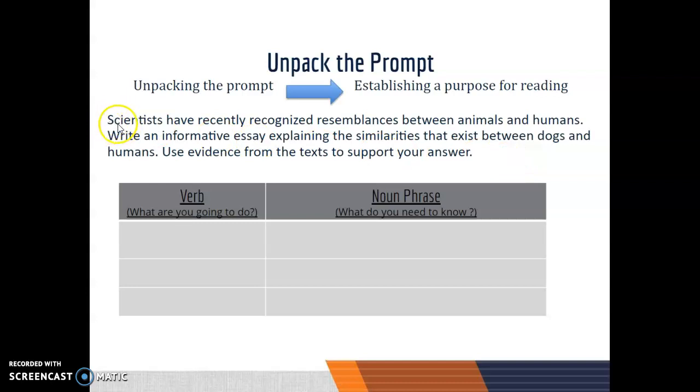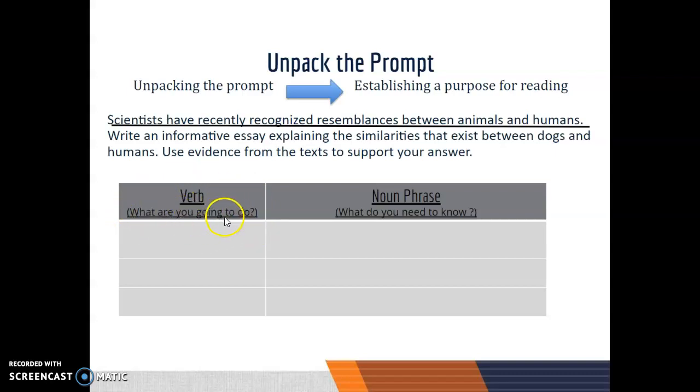This prompt reads, scientists have recently recognized resemblances between animals and humans. Write an informative essay explaining the similarities that exist between dogs and humans. Use evidence from the text to support your answer. Now notice that this first sentence here is not really asking us to do anything. And when we're planning, we want to figure out what is the prompt asking us to do. So we're going to find that by looking at the verbs, because verbs are action words.